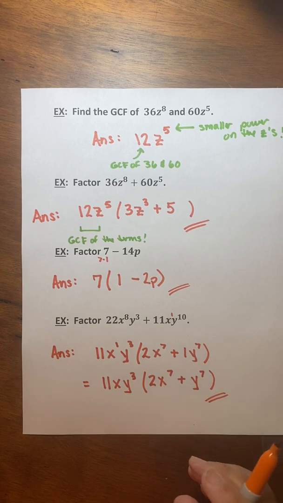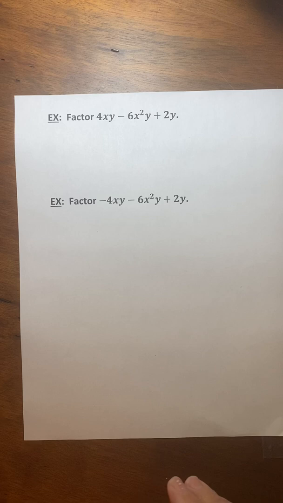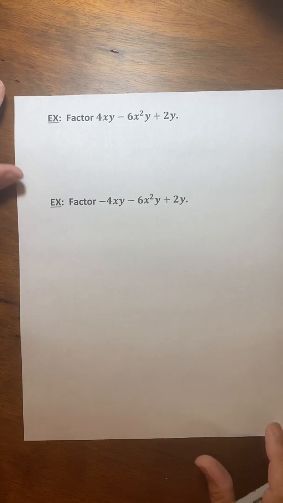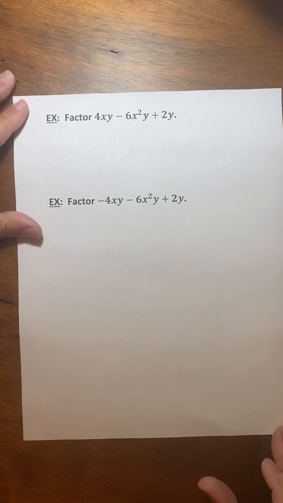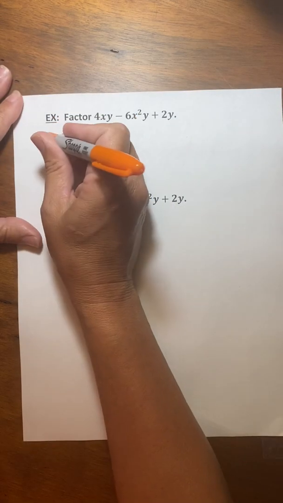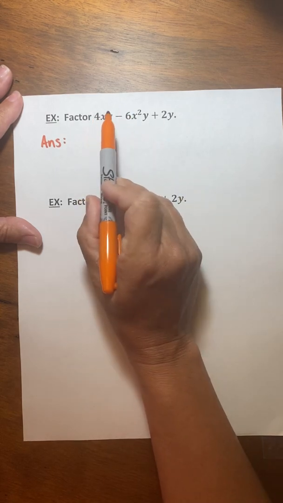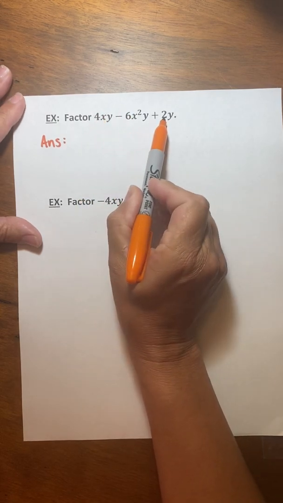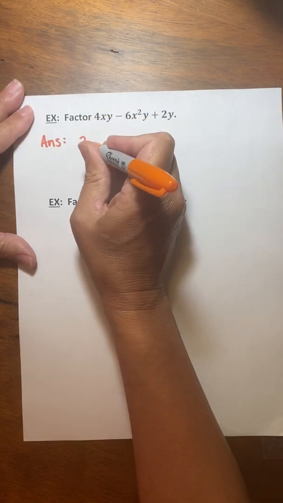All right, let's look at a couple more. Let's factor 4xy minus 6x squared y plus 2y. So now we have 3 terms. Right, so we look at the numerical parts, 4, 6, and 2. All share a common factor of 2. So we'll pull out the 2.